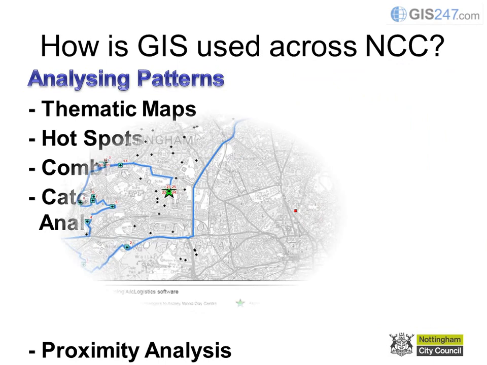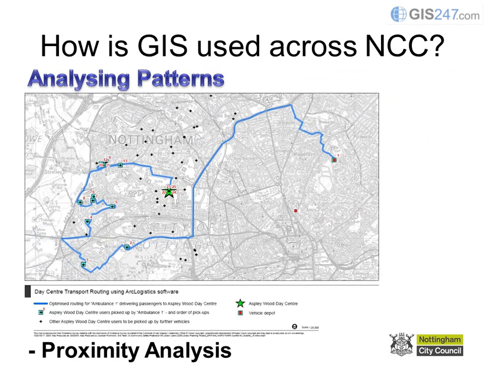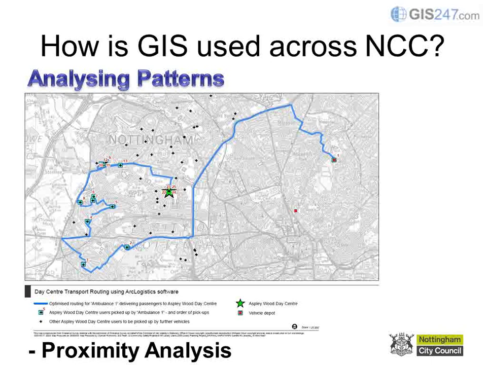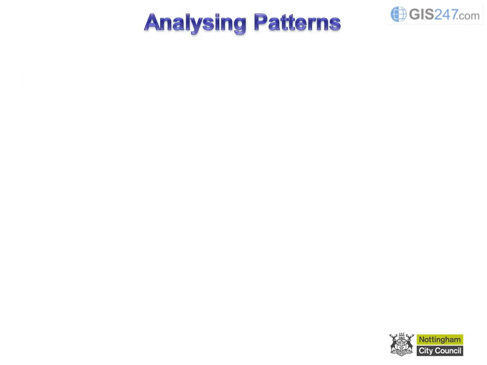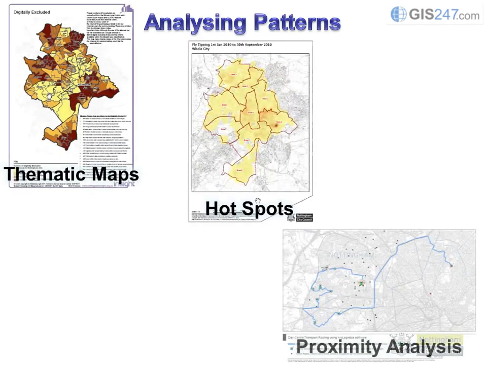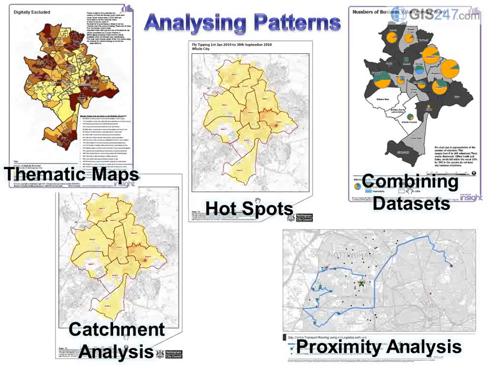Proximity analysis examines which services are closest. For example, if you live in a particular location, which day centre is the most accessible using the road network? In many cases, this will be different than if the analysis was carried out using the direct distance as the crow flies. So, maps and their attribute data are used in a variety of ways at Nottingham City Council in a variety of service areas.